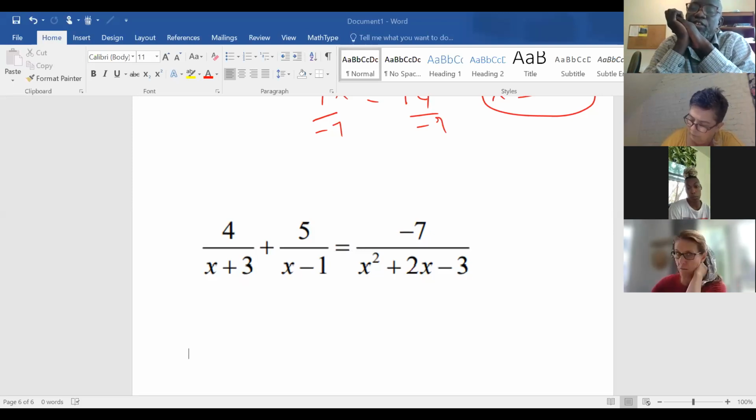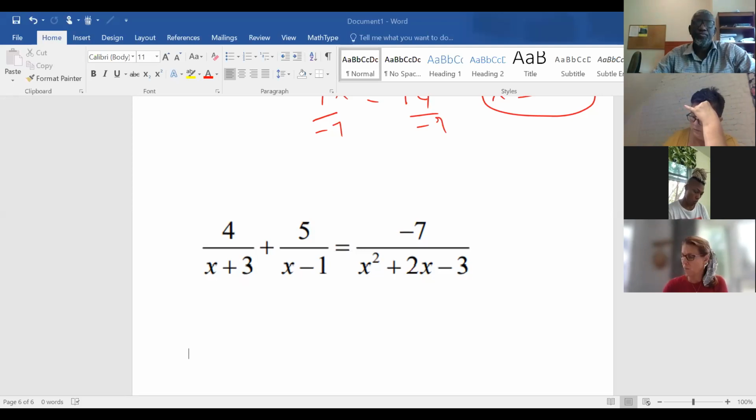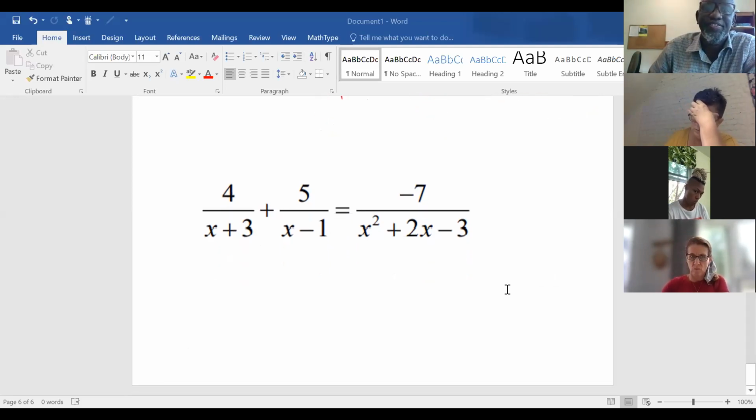The first denominator, x plus 3, do we need to factor it? No. The second denominator, x minus 1, do we need to factor it? No. The third one now, we need to factor it. Go ahead, factor the third one. I believe it would be x plus 3, x minus 1, which corresponds neatly to the two preceding denominators. Yes.